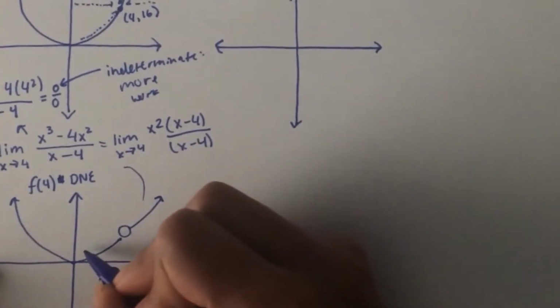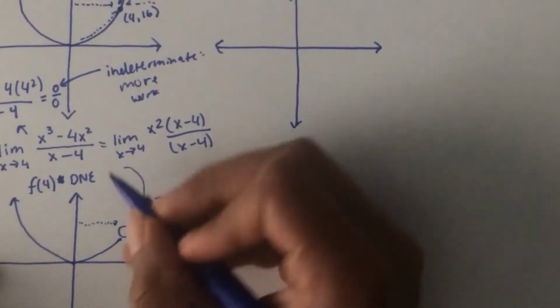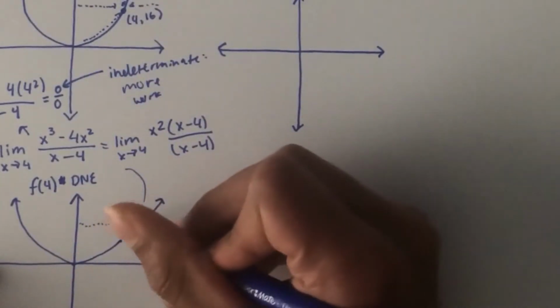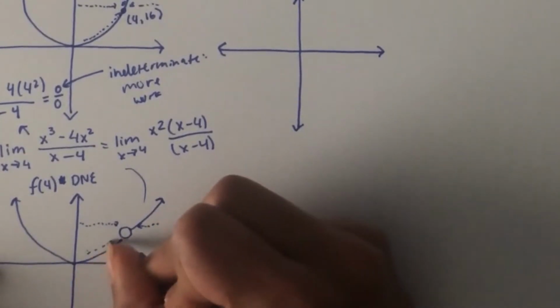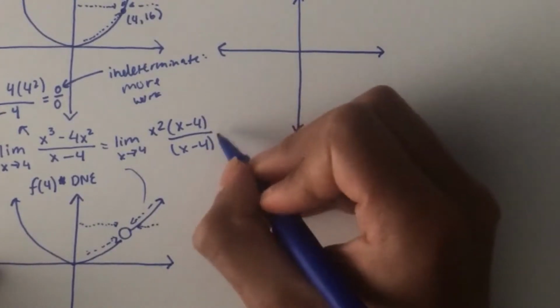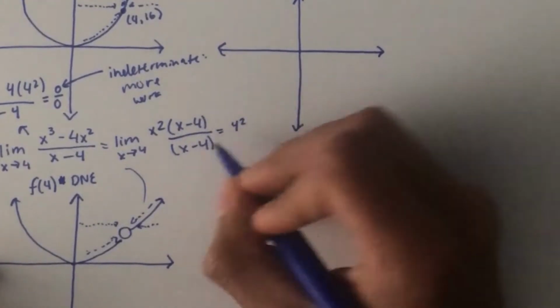But when we look at it from a limit standpoint, from the left side, what changes? Nothing changes. It's the same thing as x squared, but there isn't a point at x equals 4. And from the right side, same thing. So if we approach it from the actual function, we see that this is still going to approach 16.